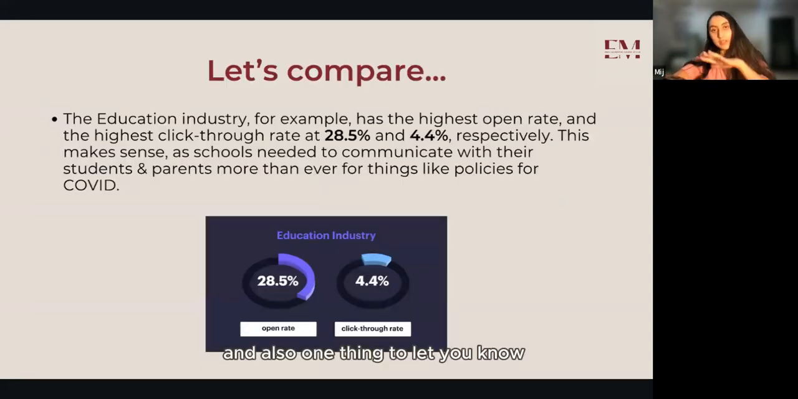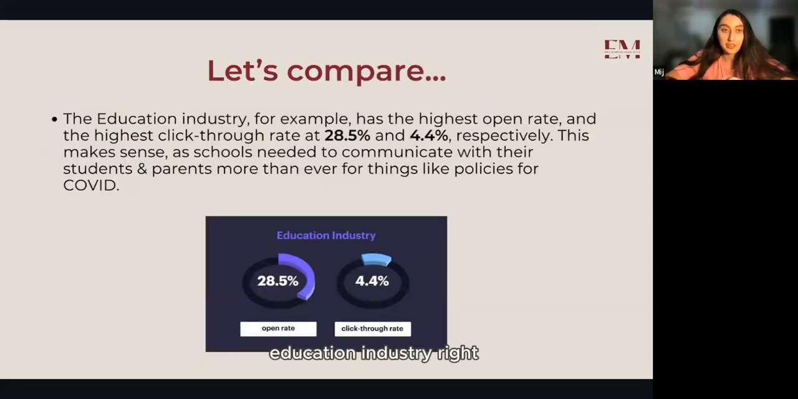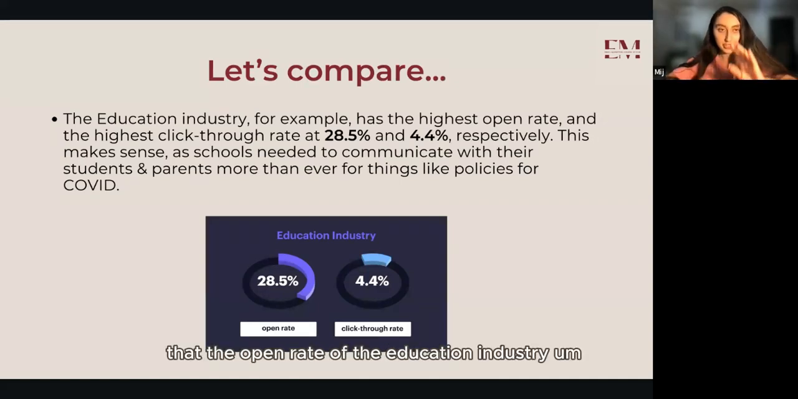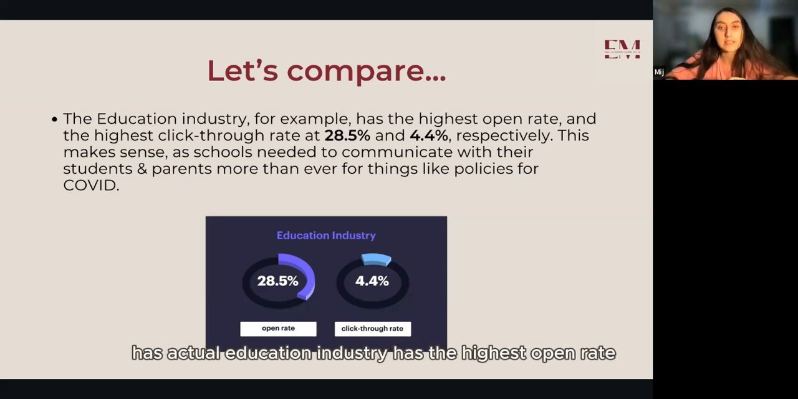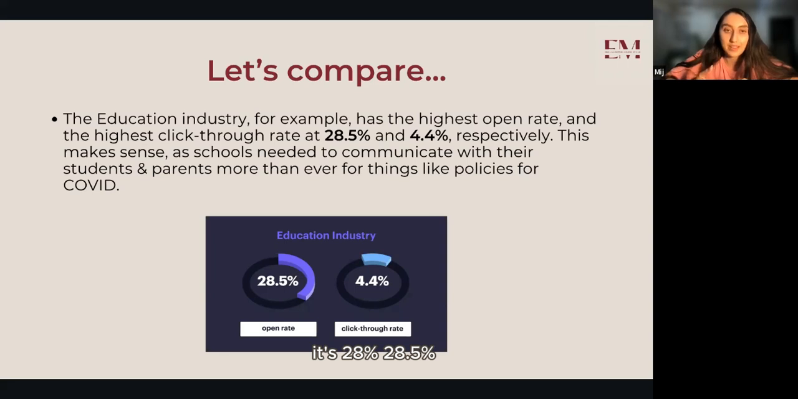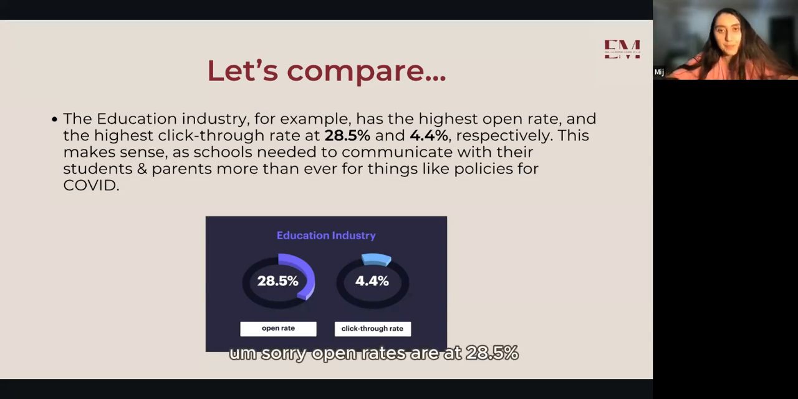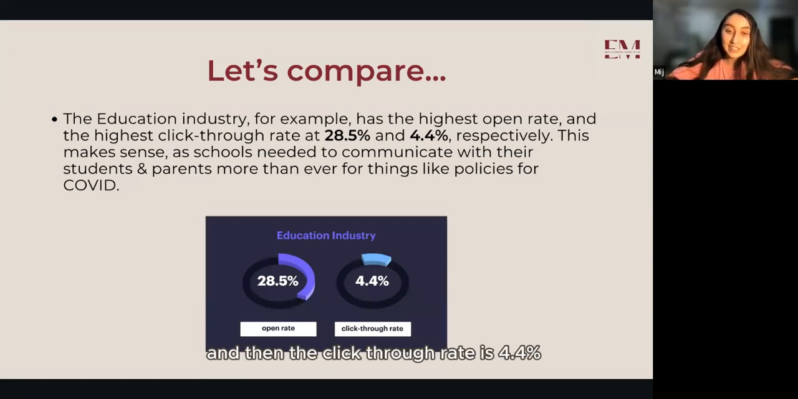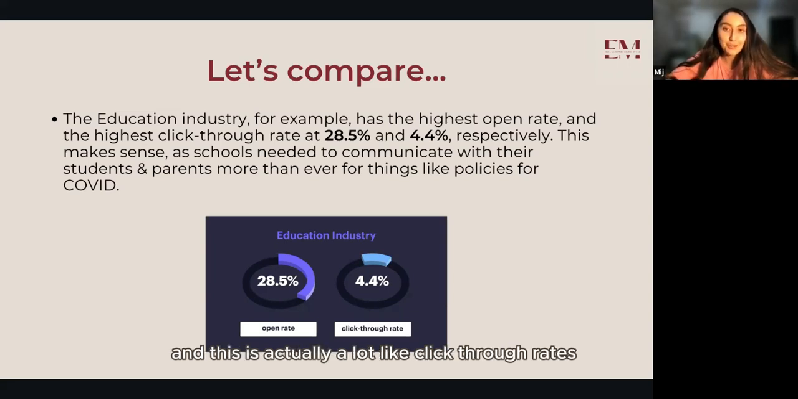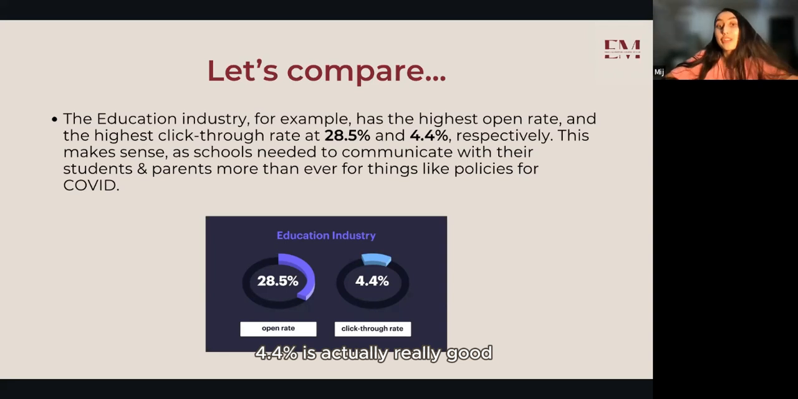And also one thing to let you know, for example, the education industry, right? As we can see, the education industry has the highest open rate. Open rates are at 28.5%, and then the click-through rate is 4.4%. And this is actually a lot. Like, a click-through rate of 4.4% is actually really good.